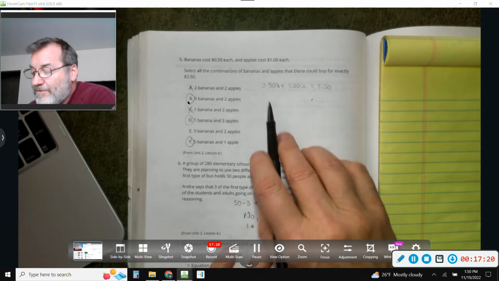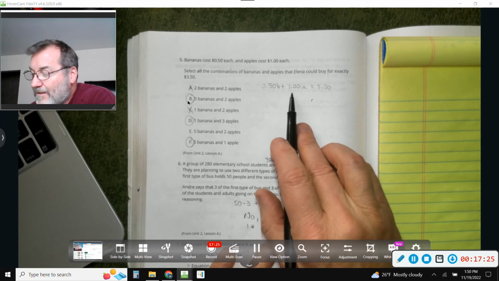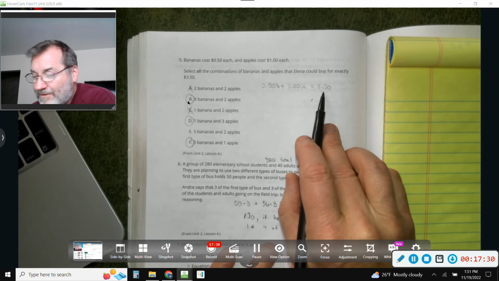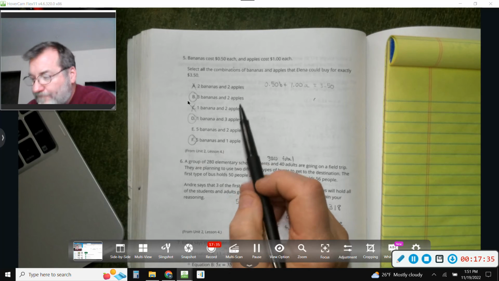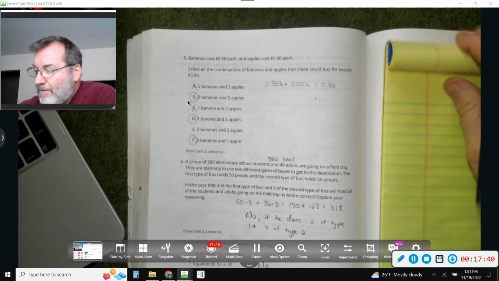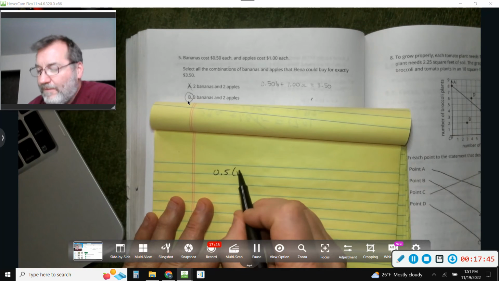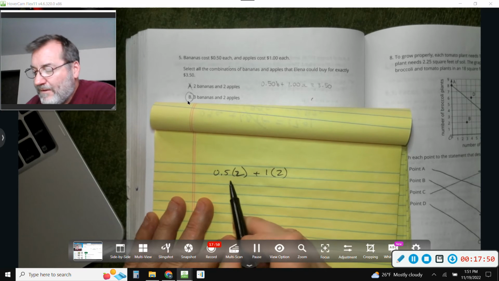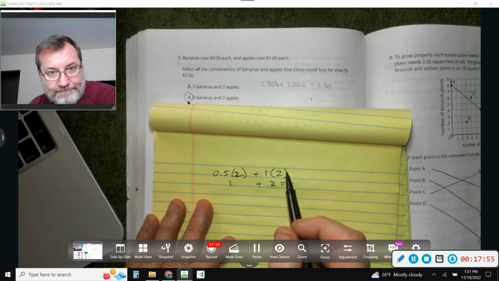So you can see your equation right here: the price per banana times the number of bananas plus the price per apple times the number of apples, giving you precisely $3.50. Right? So, 2 bananas and 2 apples. If you try the first one, that's 0.5 times 2 plus 1 times 2. Well, that's going to be $1 plus $2, which is 3. So no, that doesn't work.